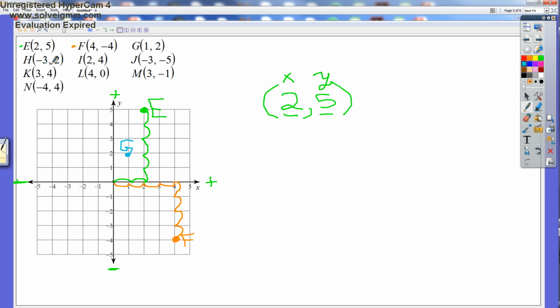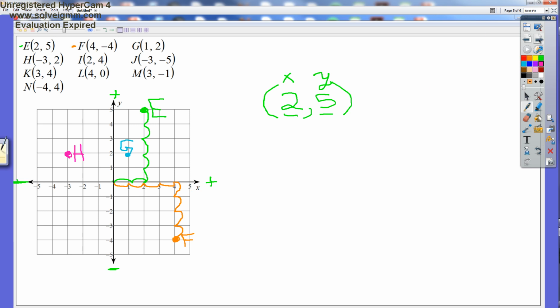H, -3, 2. Let me get a new color here. And again, this shouldn't take you that long. X comes first, -3, go up 2 for a +2, and there's our H. So again, this doesn't take very long at all. It's basically half a second to just go X and then Y, X, Y, X, Y. If your counting is good, you 1, 2, 3, 4, 1, 2, 3, 4, and you're good.